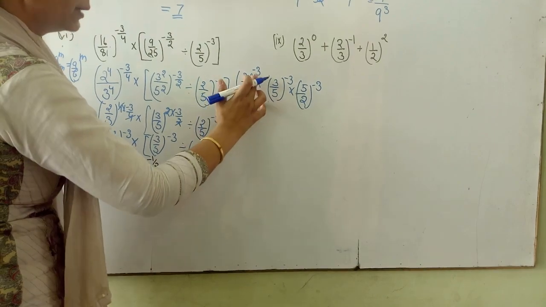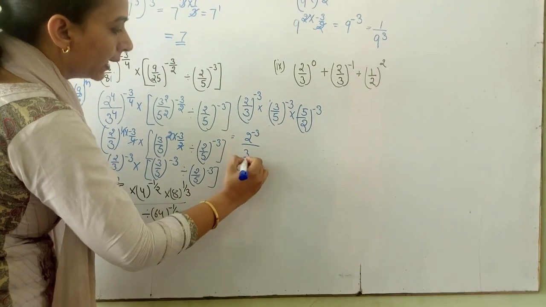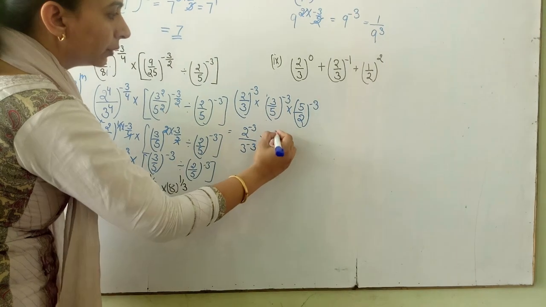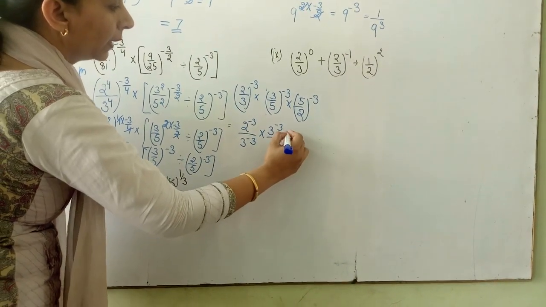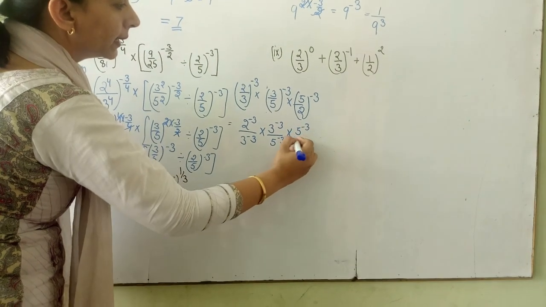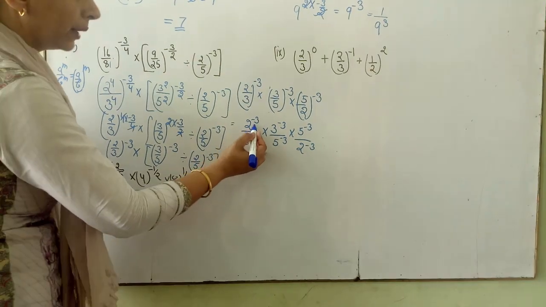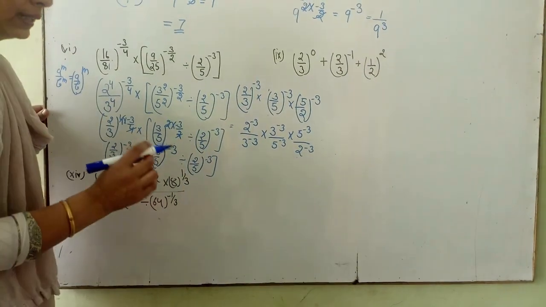2 by 3 raised to the power minus 3. We can write this also as 2 raised to the power minus 3, 3 raised to the power minus 3, multiplied by 3 raised to the power minus 3, 5 raised to the power minus 3, 5 raised to the power minus 3, 2 raised to the power minus 3. Then 2 raised to the power minus 3, 2 raised to the power minus 3, according to the quotient law.